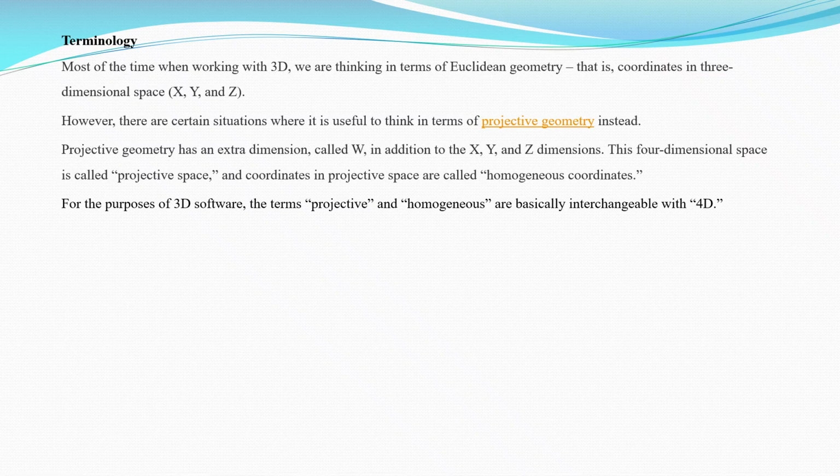However, there are certain situations where it is useful to think in terms of projective geometry. Geometrically, it uses an extra dimension called W or H, in addition to the x, y and z dimensions. This fourth dimensional space is called a projective space, and the coordinates in a projective space are called homogeneous coordinates.